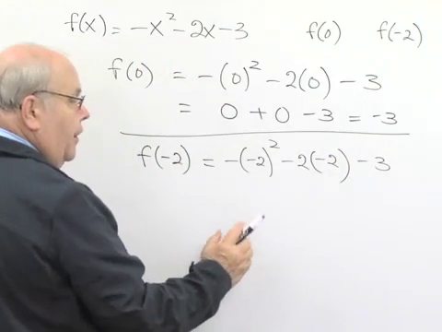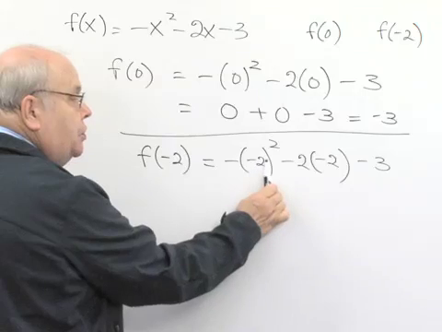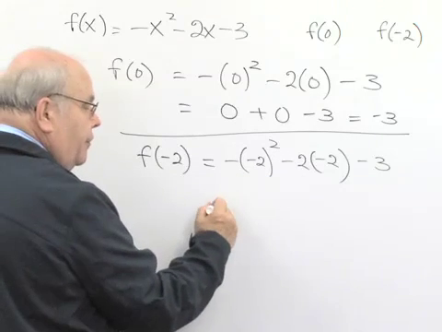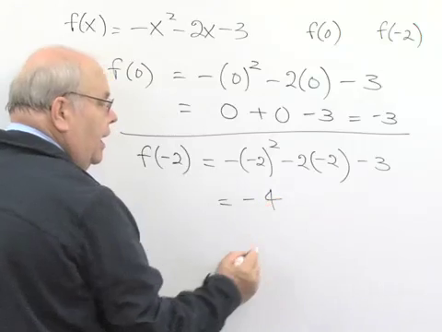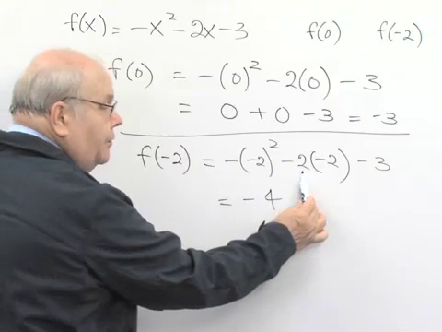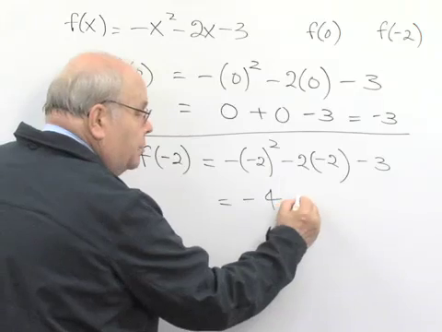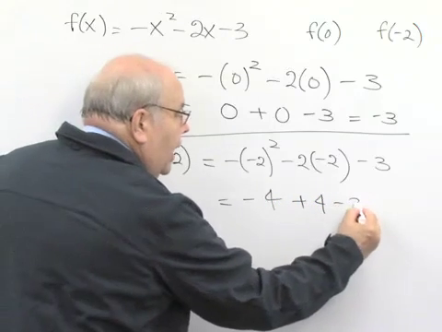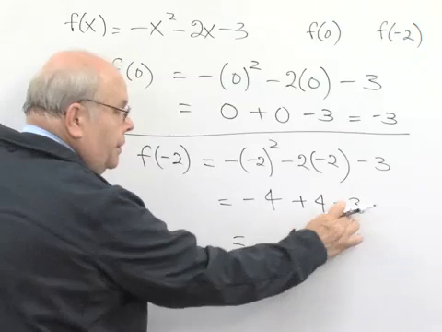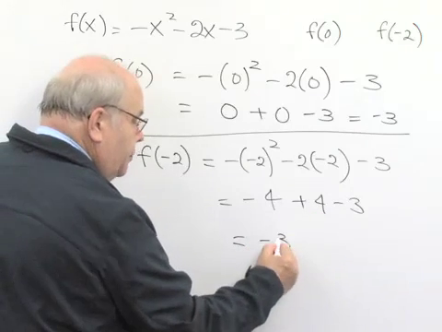Now we have to be very careful. Minus 2 squared is plus 4, but there's a minus sign in front of it, so this is going to give us negative 4. Over here the sign is critical. Negative 2 times negative 2 is plus 4, and now we have to add negative 4 and plus 4, which is 0. 0 minus 3 is minus 3.